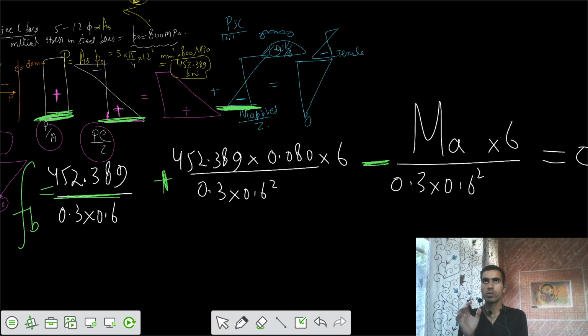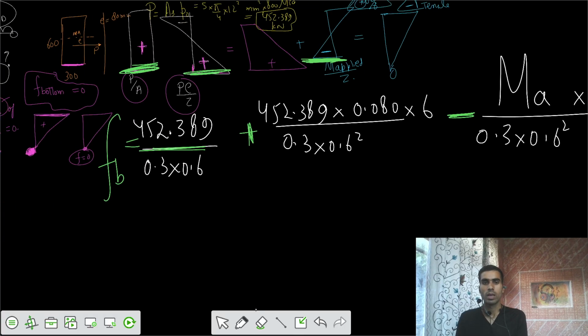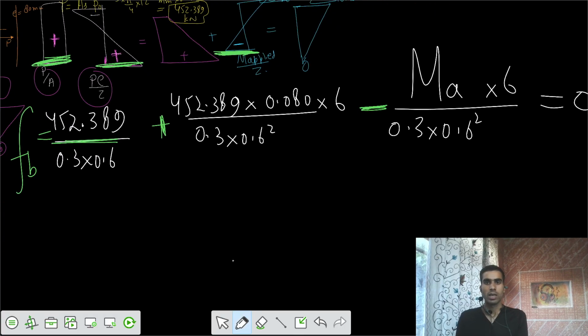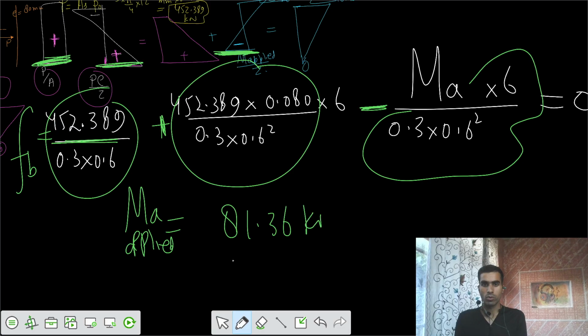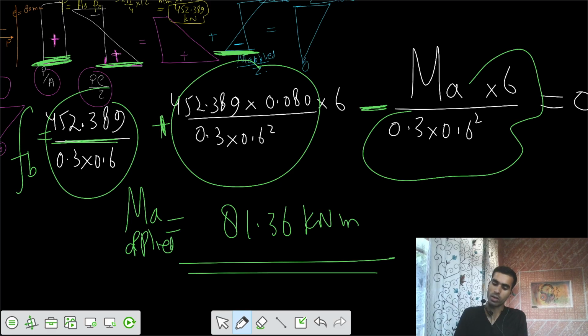We can have compressive, but it's talking about the maximum. What should be the maximum amount of moment we can apply such that we don't want any tension at the bottom? That means it's talking about the critical condition. Once you solve this part and multiply, you get the moment applied. What's the moment we can apply on the beam? That is equal to 81.36 kilonewton meter. I hope you got the problem.